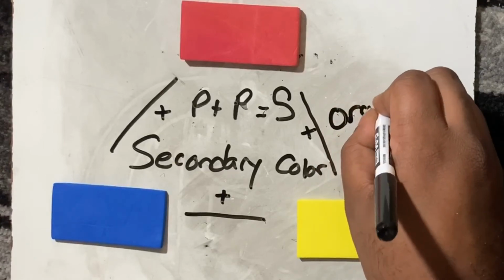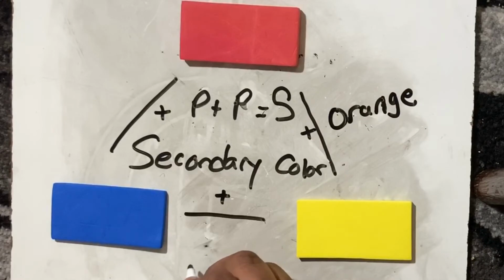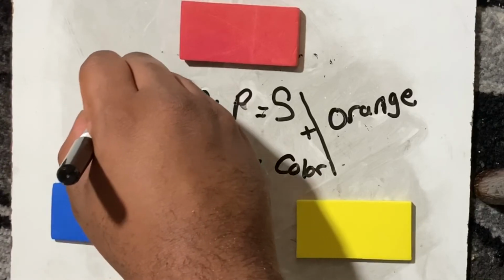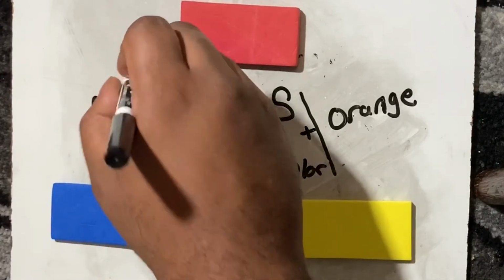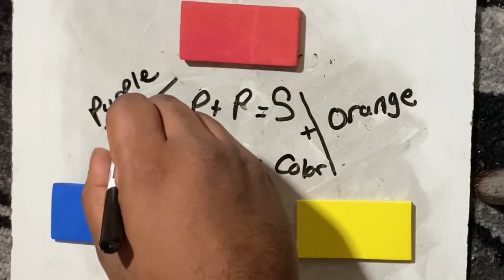So when you mix red and yellow, you'll always get orange. If you mix blue and yellow, you'll always get green. If you mix blue and red, you'll get purple, or as we like to call it sometimes, violet.